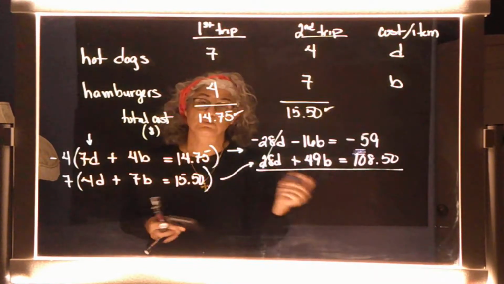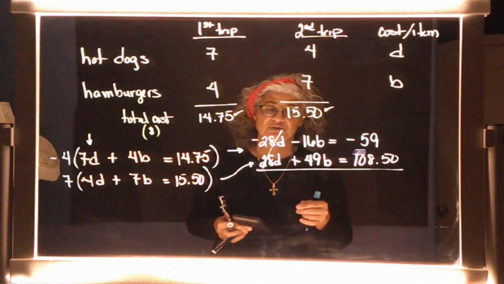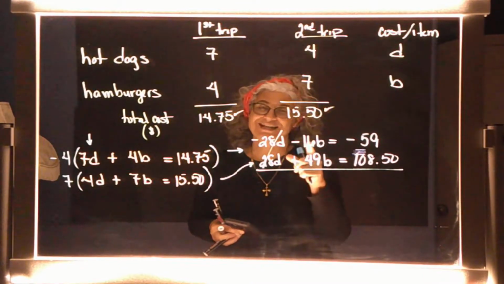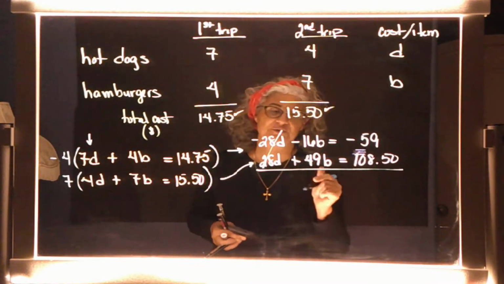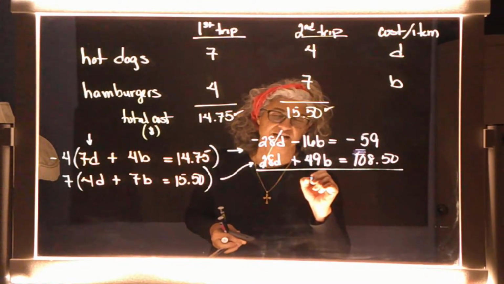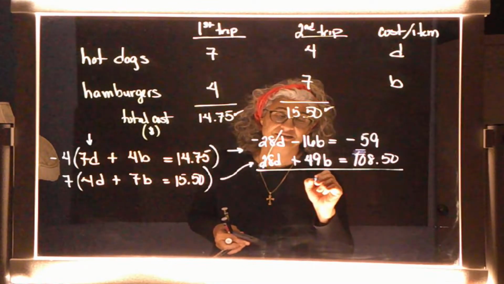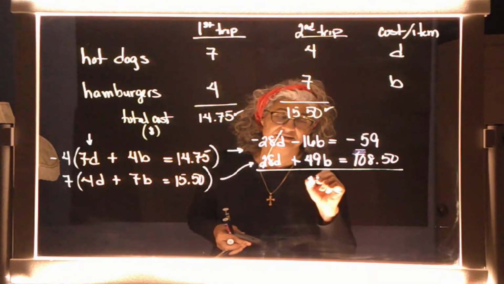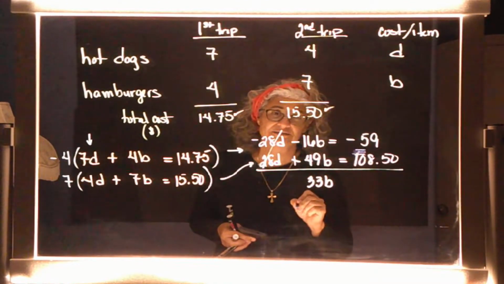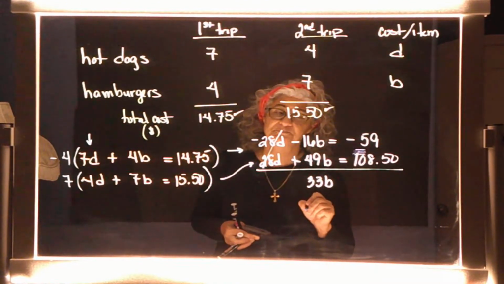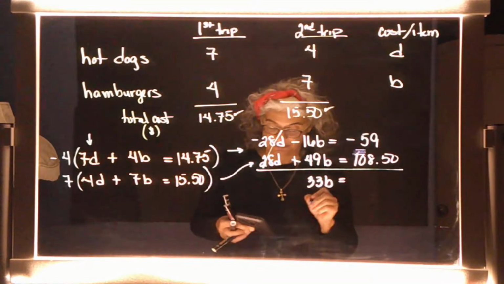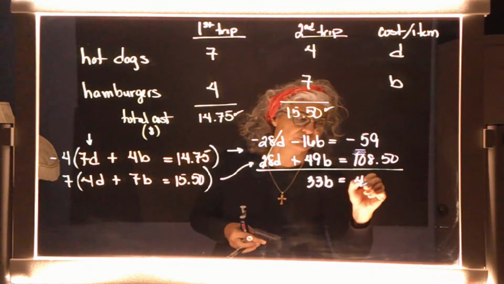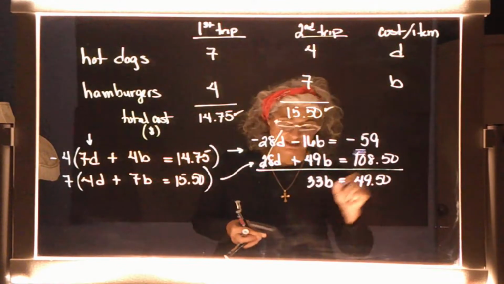Okay. And now we get to add. Well, the D's drop, which is what we wanted to happen. Agreed? And so now a negative 16 and a positive 49. Good. That looks like a positive 33B. Good. Equals, and I ended up with 49.50 over here. Did you?